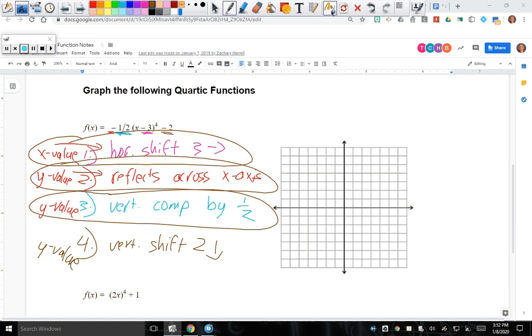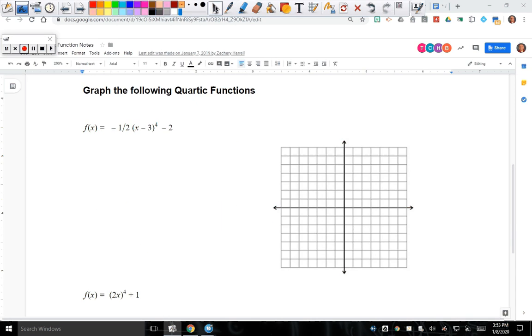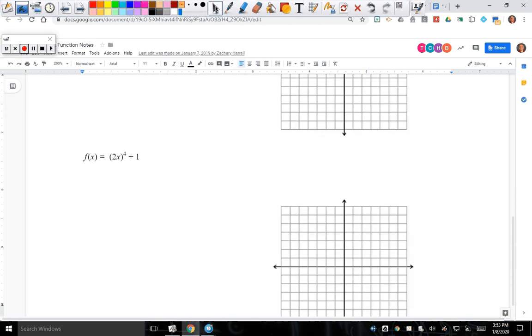Here we go. Last one. And then we have that last page. Yes, we have about 8.5 minutes left. It is enough to finish, okay? So this fourth graph says 2x to the 4th plus 1. Your first transformation is a horizontal compression by 1/2. Careful on the Pearson homework because it's a little bit weird, okay? But play around with it and figure it out, please. Horizontal compression by 1/2.